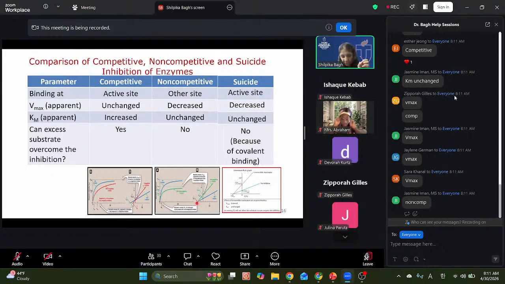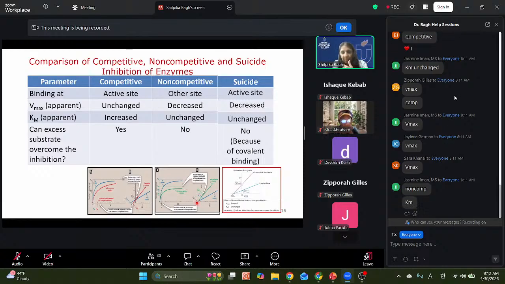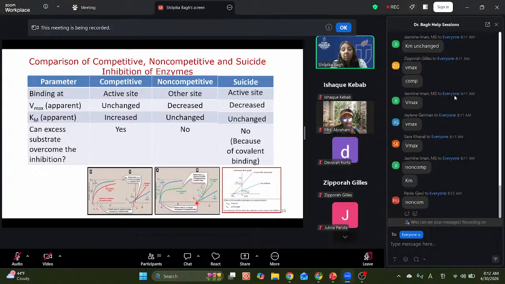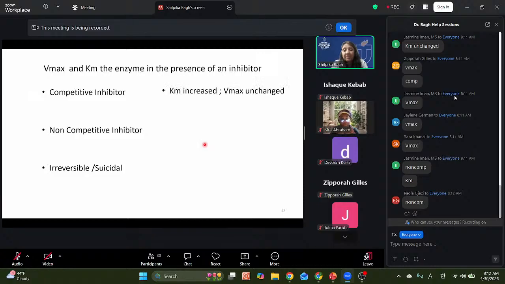What is unchanged here? Km or Vmax? Km is unchanged. Km unchanged is competitive or non-competitive? Anyone want to answer that? Non-competitive. So clearly, competitive versus non-competitive inhibition.